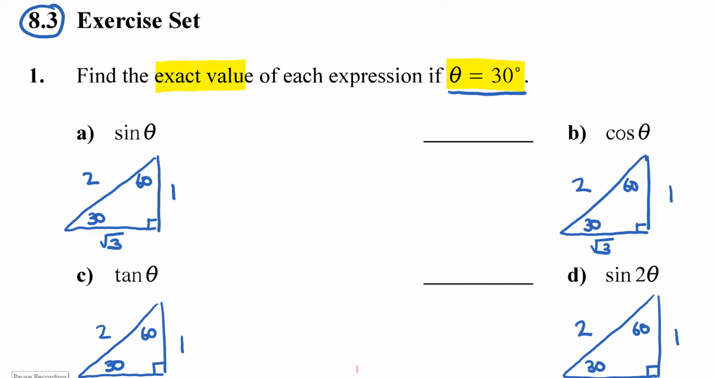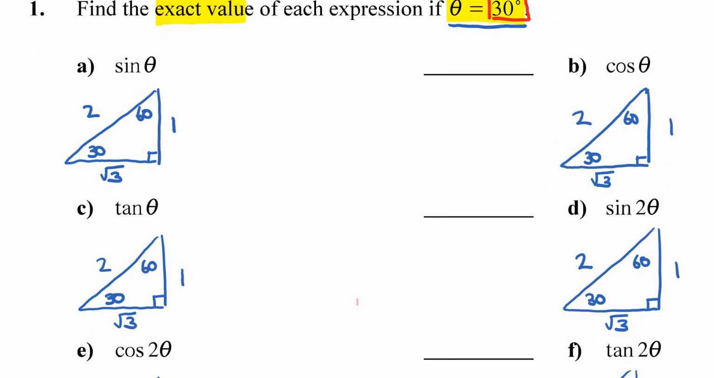I'm now starting the homework questions from section 8.3, and for problem number 1, I need to find the exact value of each expression if theta equals 30 degrees. Now, since theta equals 30 degrees, we're focusing our attention on the 30, 60, 90 triangle. This is one of the special triangles that you do need to memorize for pre-calculus 10. I do have the triangles drawn out for each problem here, so let's go ahead and evaluate each problem now.